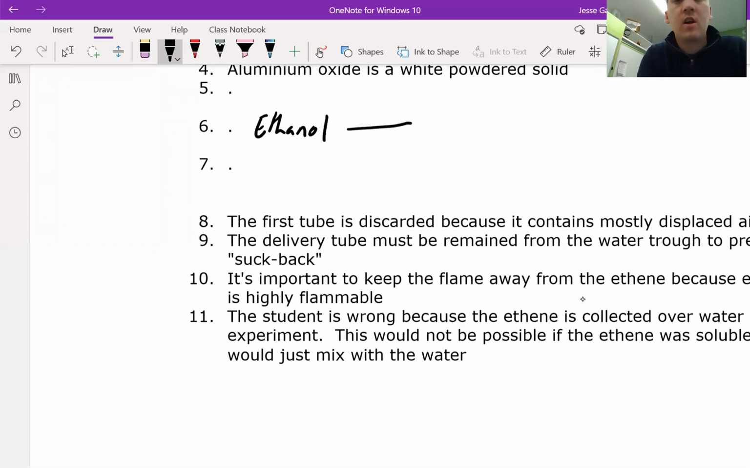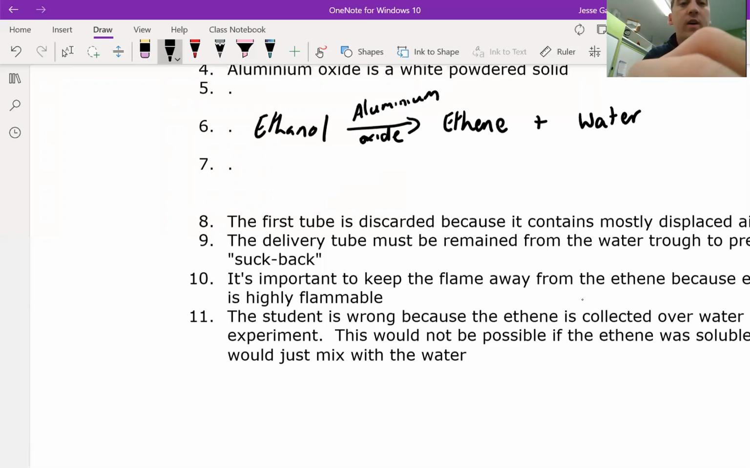Okay, so ethanol, we show a catalyst up here then, aluminium oxide. We show a catalyst, we write it on the arrow. To produce ethene plus water. That would be a correct word equation for this experiment using words. Ethanol reacts to give you ethene plus water. As you see, ethene and water, neither of them have any aluminium atoms. So that's why aluminium is not a reactant. Because if it was, we would expect to see some of those aluminium atoms in the products, and we don't.